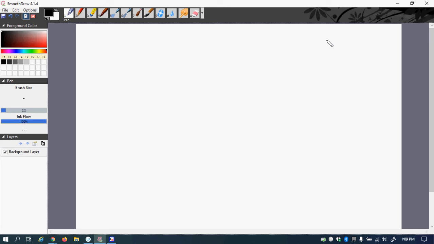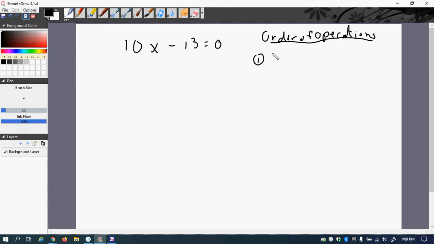So I'm going to solve an equation algebraically. Let's use 10x minus 13 equal to 0. And so I'm going to solve this algebraically. But to do that, I need to have the understanding and memorization of the order of operations. So I need to know this by heart. Okay? So the first thing I need to know is that I always do parentheses or brackets first. So whatever is inside the parentheses and the brackets, that's what I have to do first. And in this case, I don't have that, so I'm not going to worry about that.